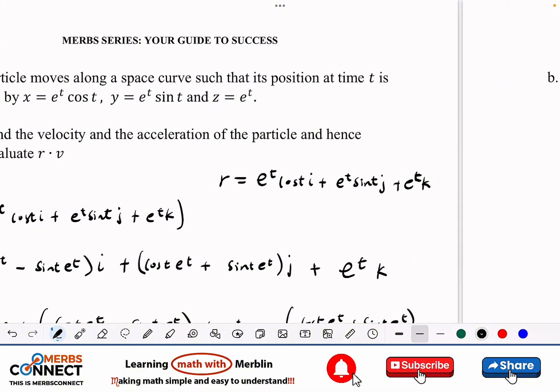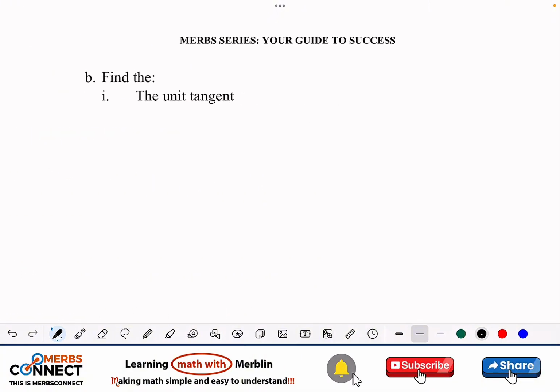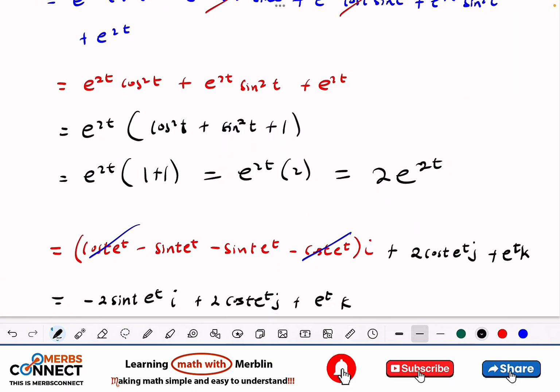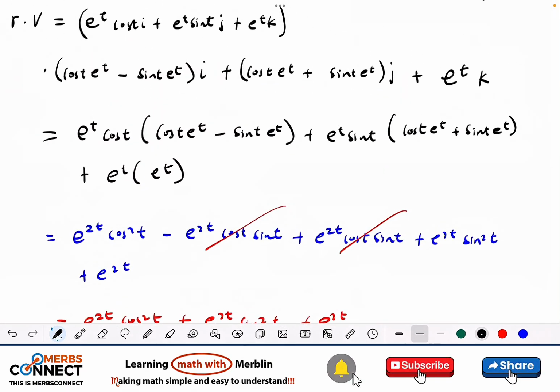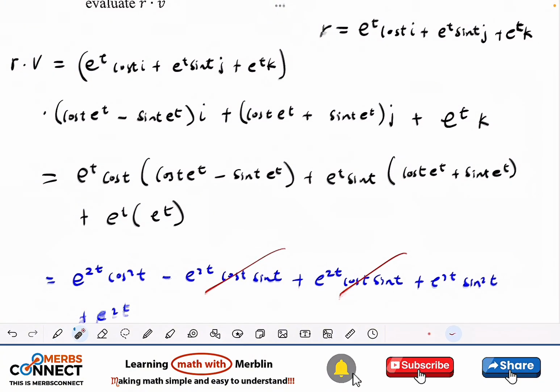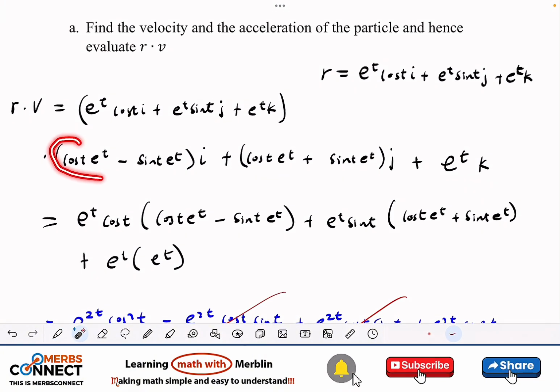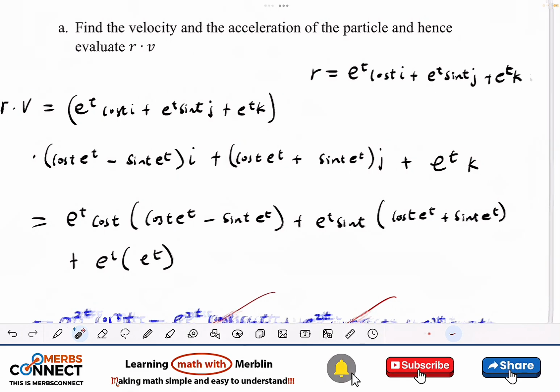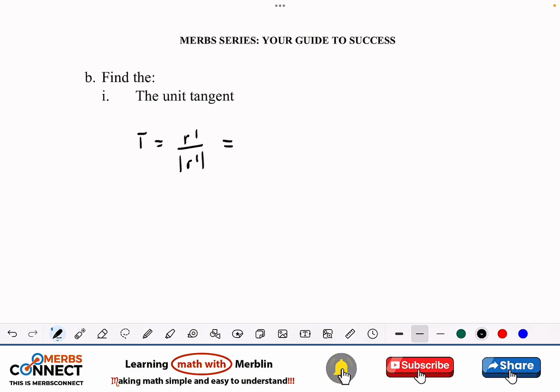So this is A. Let's do B. In B, we want to find the unit tangent. So what's the formula for finding the unit tangent? The unit tangent is equal to r prime divided by the magnitude of r prime. So we've done r prime already. Oops, I cleaned it. Okay, it's here. So remember, r prime is the same as the velocity. So this is what we had. It's the same as the velocity. So we said this is the same as v divided by the magnitude of v, right?